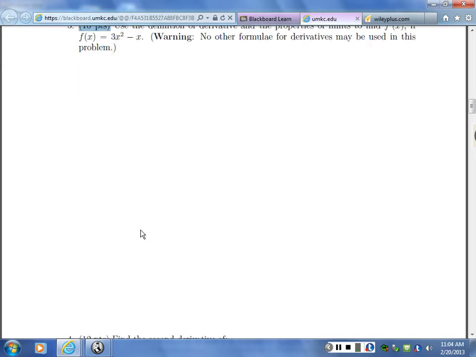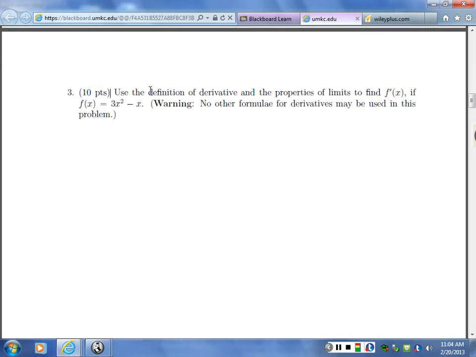However, where you're getting the points is the definition of the derivative. The definition of the derivative is the limit as h goes to 0 of f of x plus h minus f of x, over h. So plugging in x plus h to this function minus the function, over h, that's where you're getting the points. Notice, no other formulas for derivatives may be used in this problem. So if you're just using the techniques of differentiation, you're not going to get any points for that. You want to show the limit.